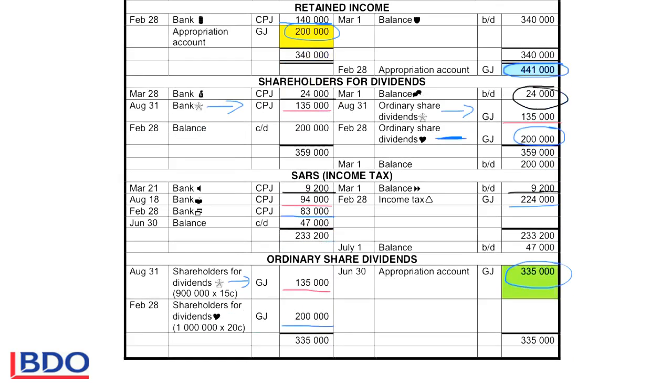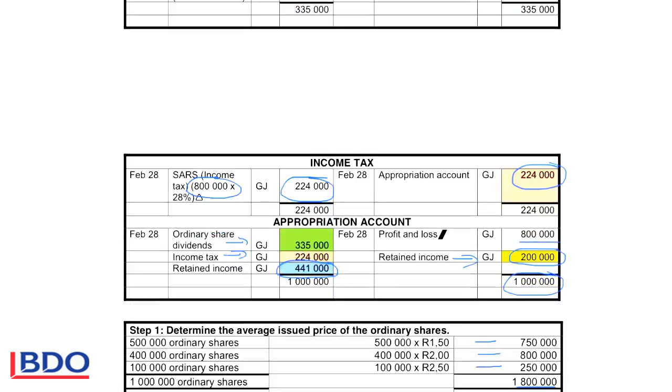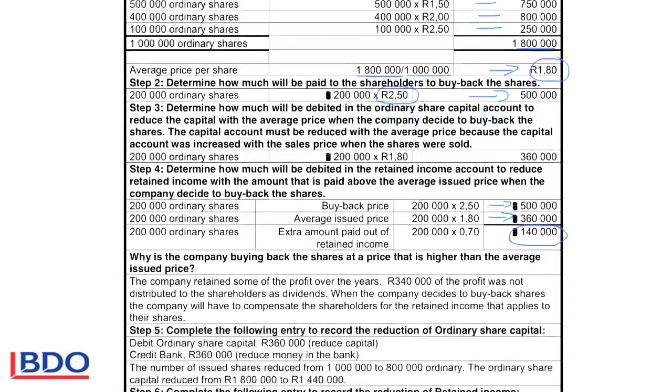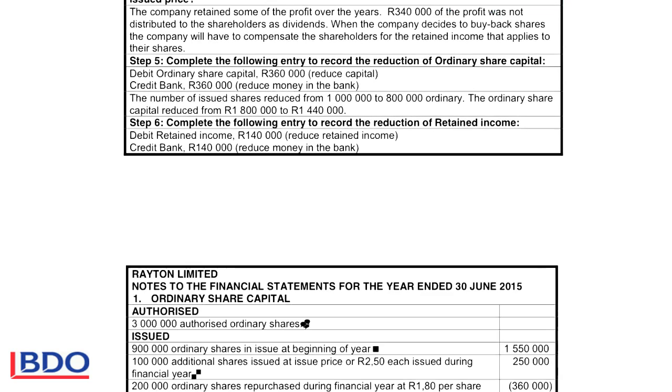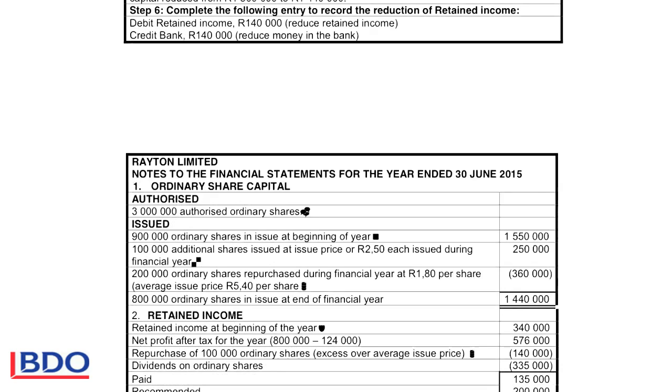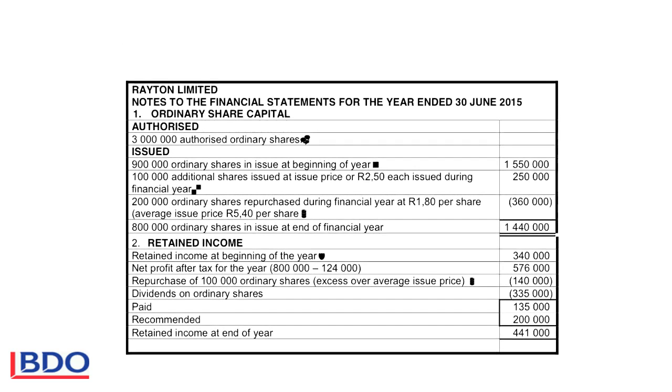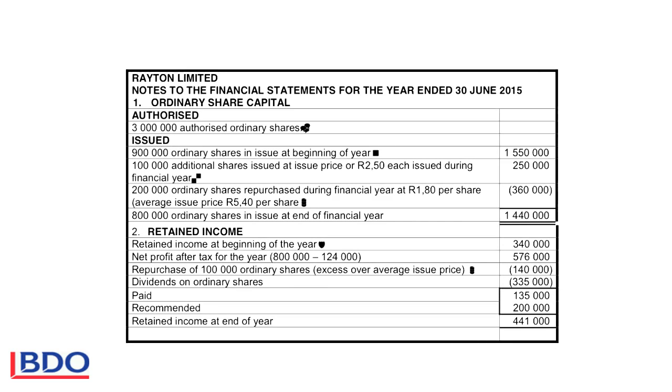So when we do the shares, you must pay attention to the buyback of shares. First of all, determine whether the shares are bought back at the issue price, at the average price, or at a price higher than the average price. Then with the income tax, you must remember that you can't write anything in the income tax account before the final profit for the year was calculated, and then you can only determine what is the income tax for the year.